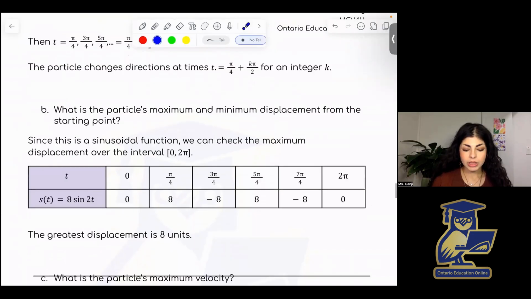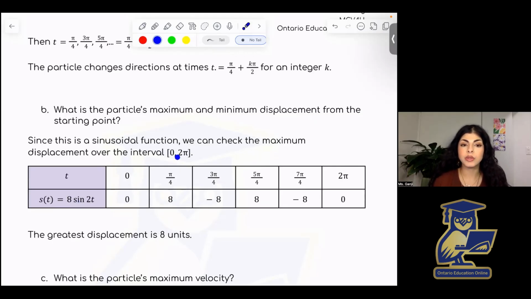So next we're asked, what is the particle's maximum and minimum displacement from the starting point? So again, if it starts at t equal to 0, we know that because of the sine function, the displacement is 0. Then it moves up a certain amount, and then it changes direction and goes back down and then moves up and so on. And so we are considering now the displacement at those turning points, and because of the 8, we have 8, negative 8, 8, negative 8, and 0.